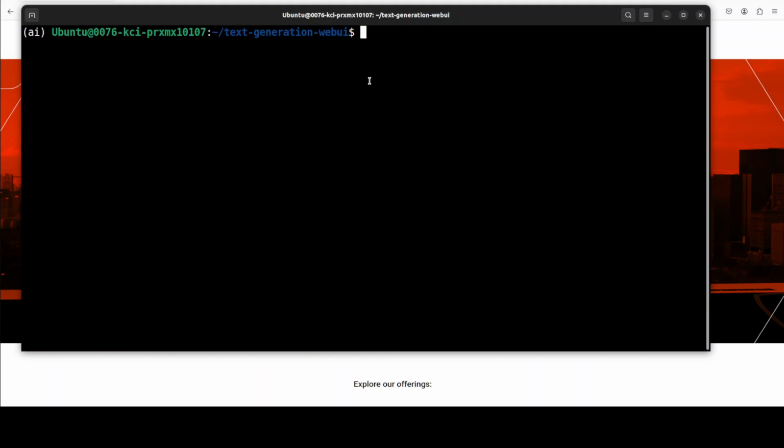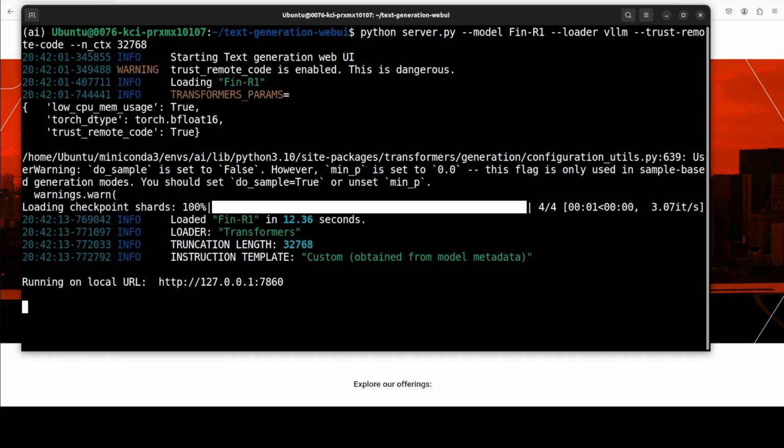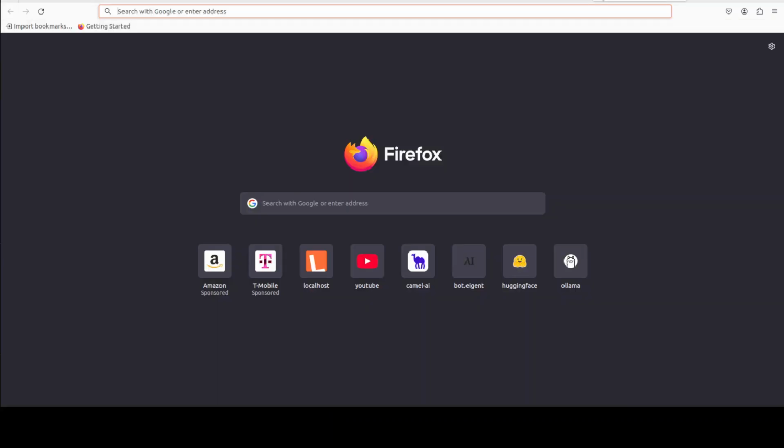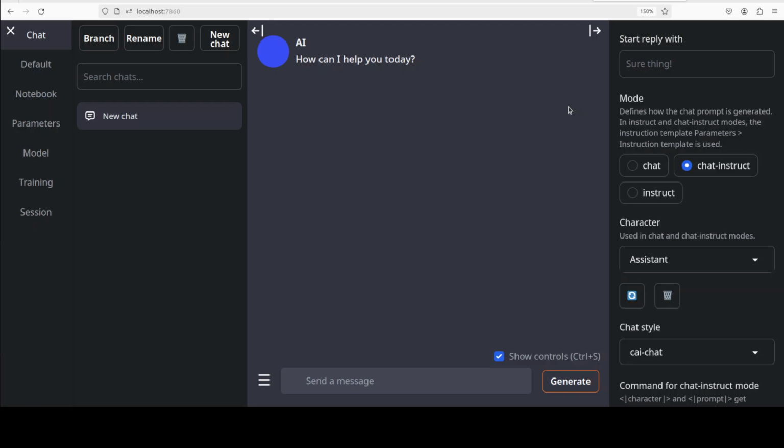And now we can serve the model with the help of vLLM and this Oobabooga. So I'm just serving the model, this Fin-R1, and loading it. And the model is now downloaded and loaded onto our GPU, and it is running on our localhost at port 7860. Let me access it. And there you go. So our model is loaded and running here.